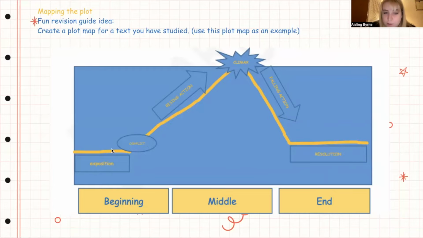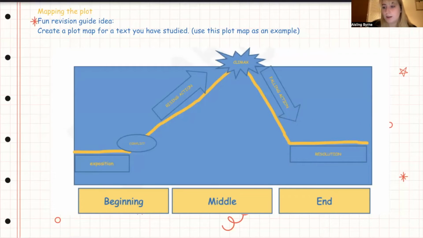Now, in a lot of texts, I tried to draw it with this one. I don't know if you can tell. The exposition and the resolution are slightly different. So we didn't just go back to the same place, because so much has happened that the characters' lives have changed. So it'd be really useful just even to map out your own plot line for any novel that you've studied.